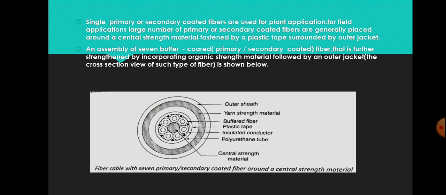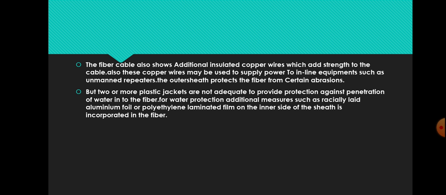You can see that there are metal conductors provided inside the plastic sheath. You can see it is represented like the dots, and these are used for providing power to inline equipment such as repeaters. But 2 or more plastic jackets are not adequate to provide protection against penetration of water in the fiber in the case of submarine applications. So for water protection, additional measures such as radially laid aluminum foil or polyethylene laminated film on the inner side of the sheath is incorporated in the fiber.